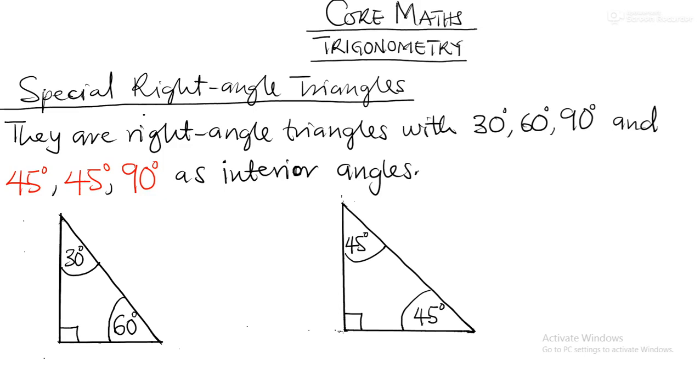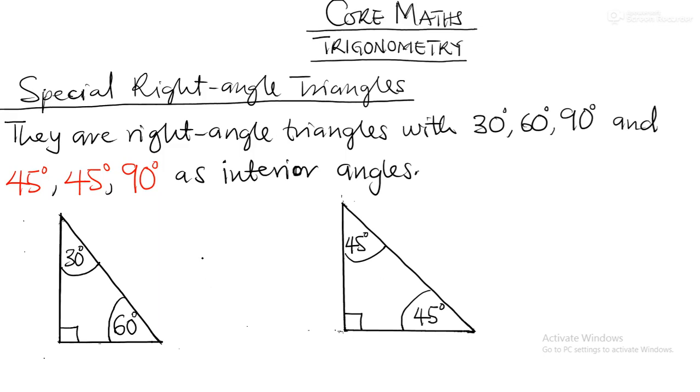Good. In our previous lesson, we looked at special right angle triangles, and we saw that special right angle triangles are right angle triangles with 30, 60, 90 and 45, 45, 90 as interior angles. So this is how they look. This one is the 30, 60, 90 and this one is the 45, 45, 90.